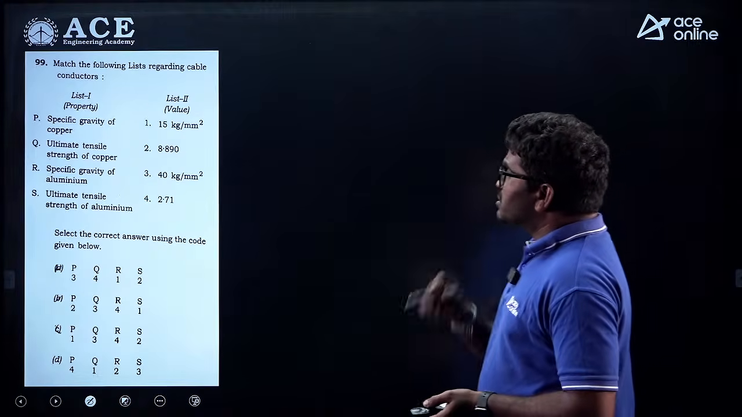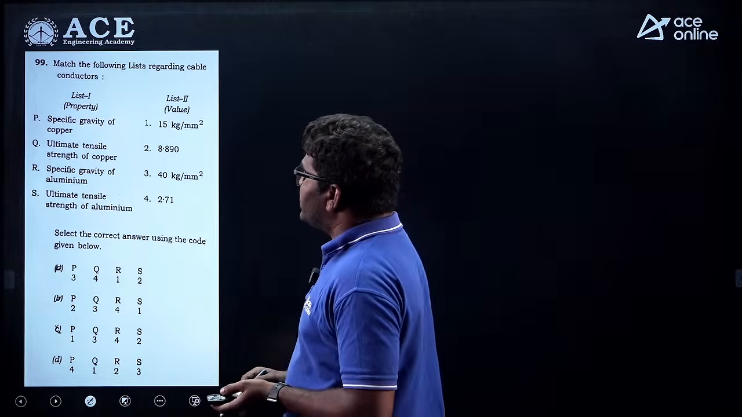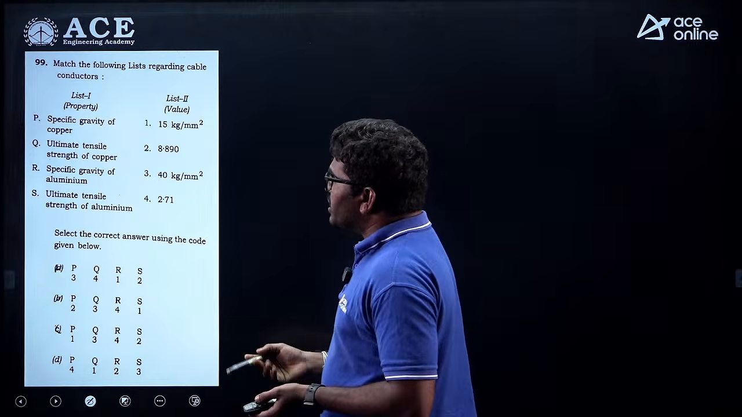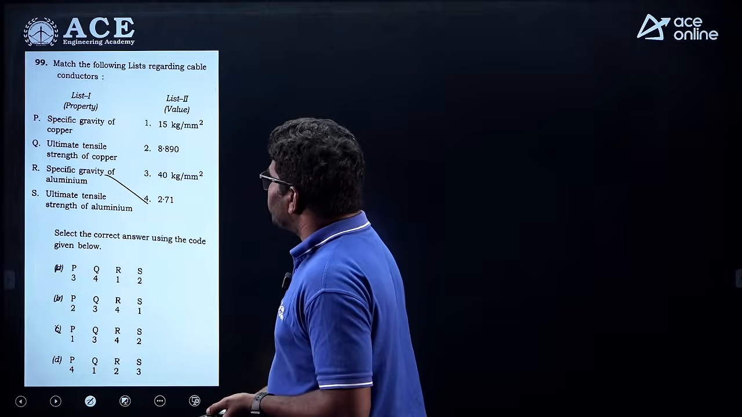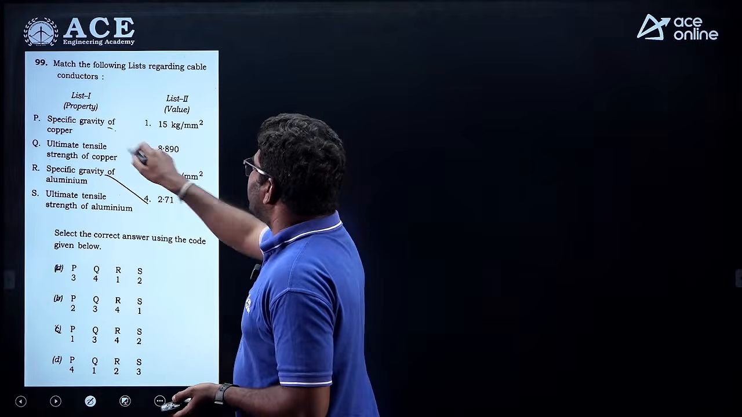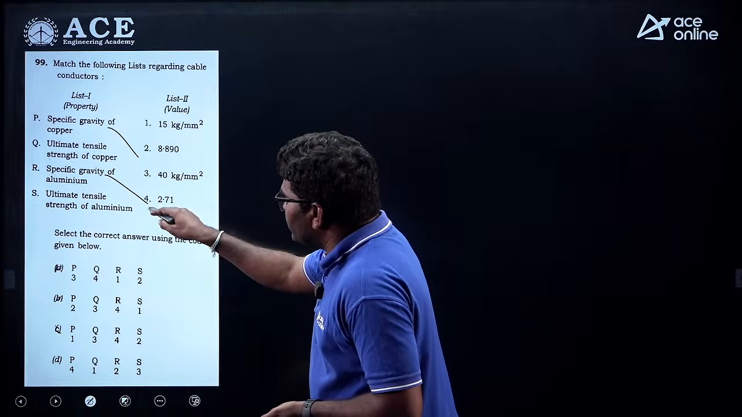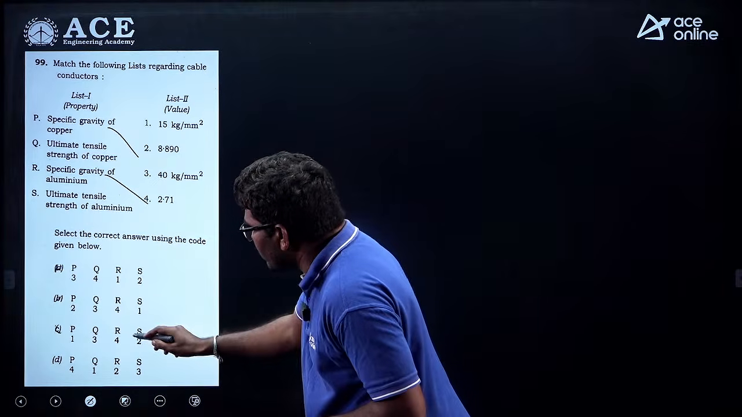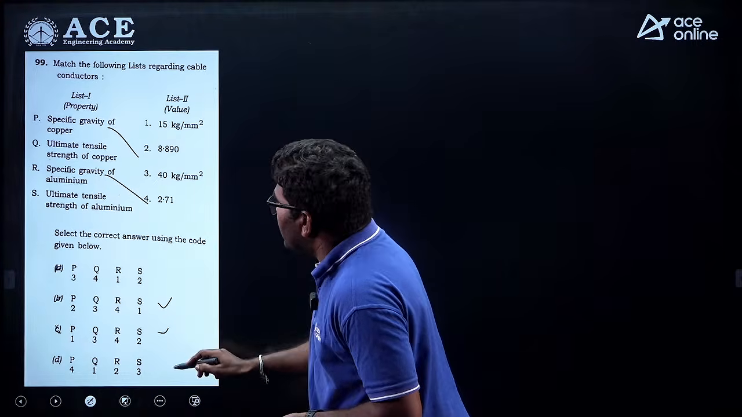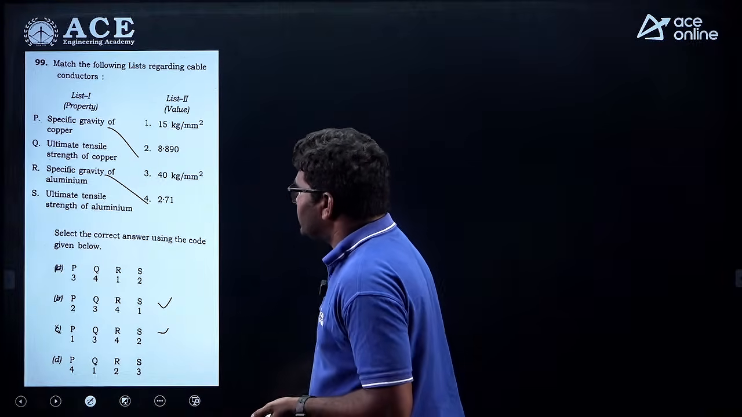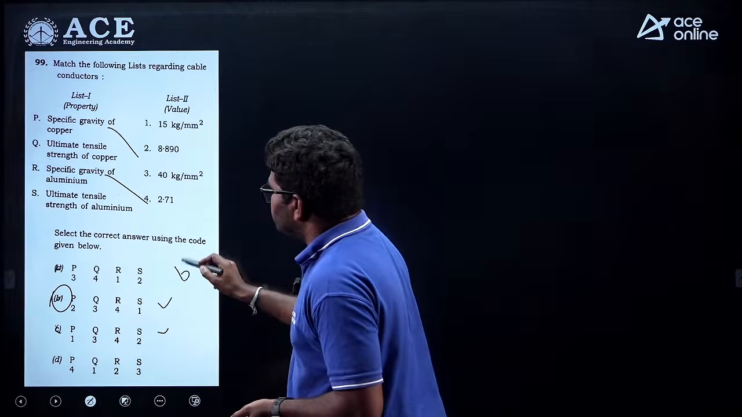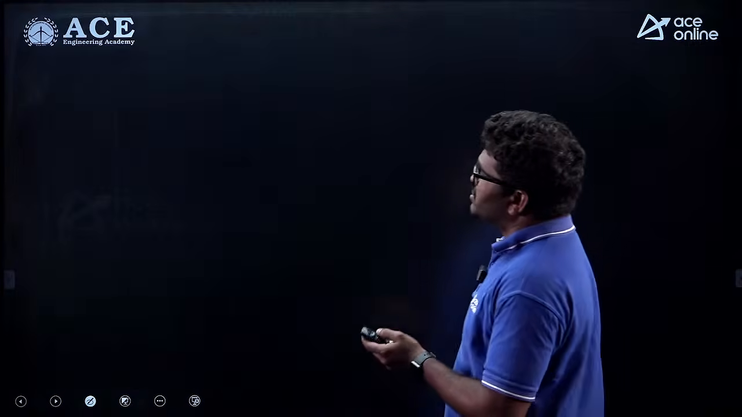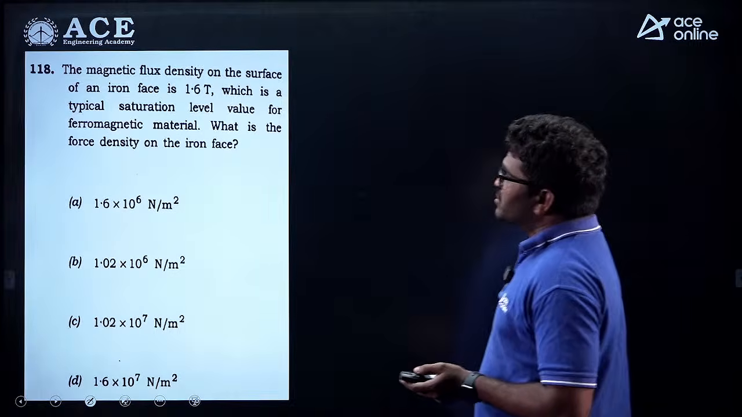Now the next question is related to the specific gravity of copper and aluminum. We know that aluminum has a low specific gravity, 2.7, and copper has 8.8. Specific gravity of aluminum, R is 4. Two options are there. Again copper you can take 8.8, so P is equal to 2, so B is the correct option for this question. These are the static values you should remember.